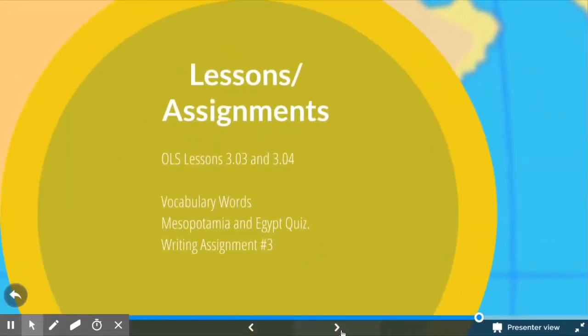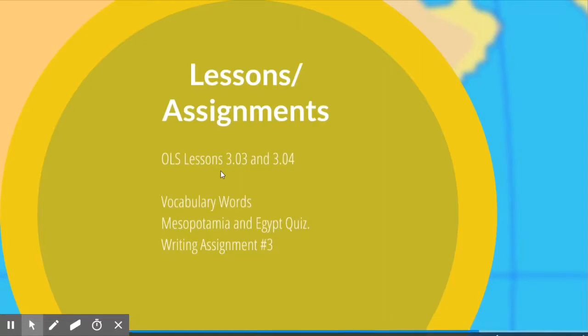All right, so the things that this connects to as far as what you have to complete in the Blackboard and the OLS. In the OLS, you have to read lessons 3.03 and 3.04, but this summary is basically that, but simplified. You're going to have to go through your vocabulary words. You're going to have to take the Mesopotamian Egypt quiz, and a lot of this relates to writing assignment number 3. Basically, both of these two weeks are related to writing assignment 3.